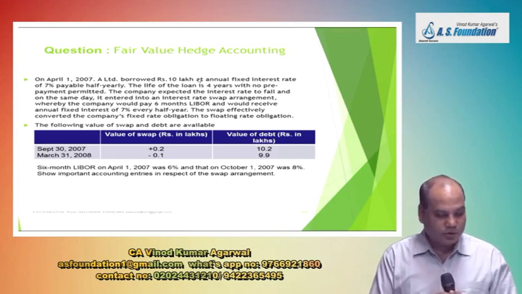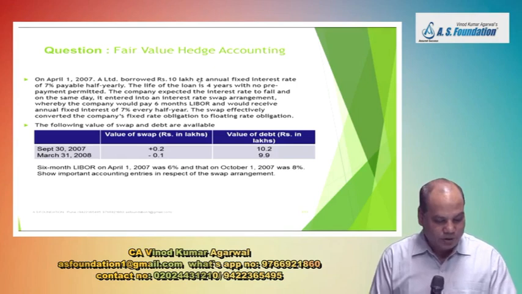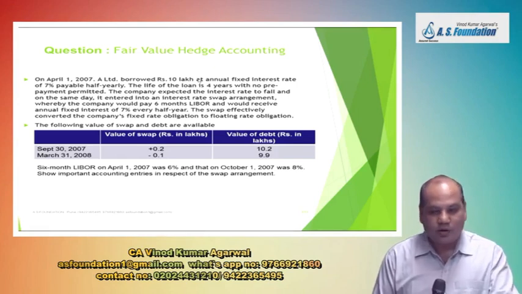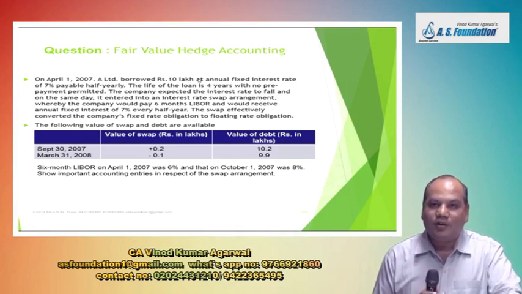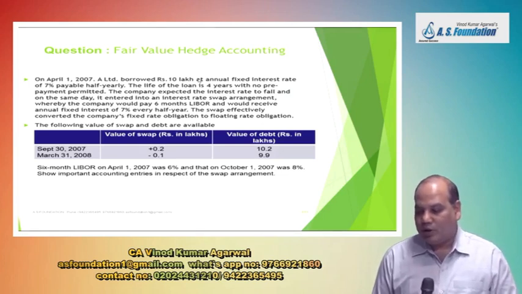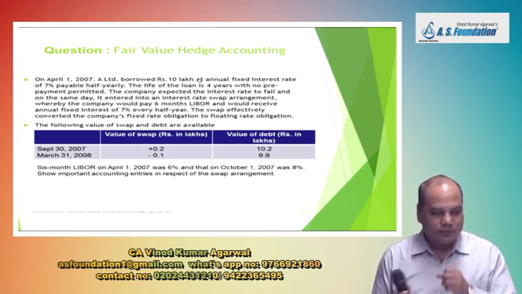Now one more question. The first two questions were based on financial assets. Next question is based on a liability. And this time the student will have to calculate the difference. On 1st April 2007, A Limited borrowed rupees 10 lakh.